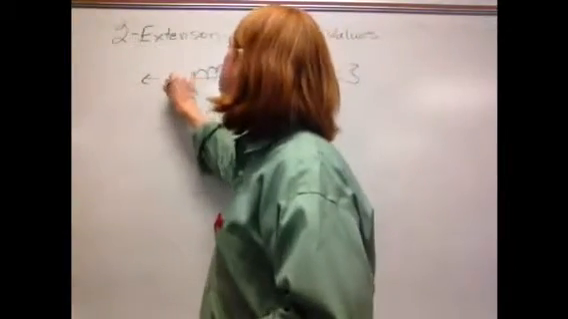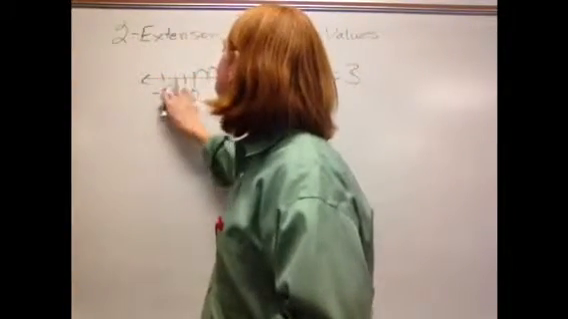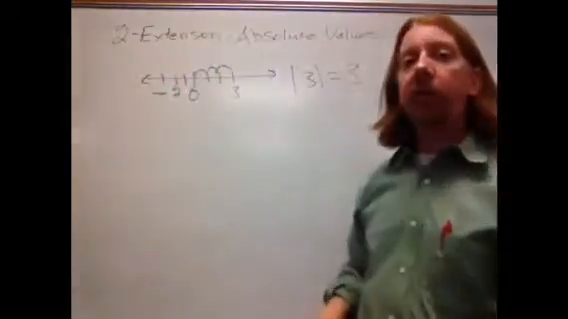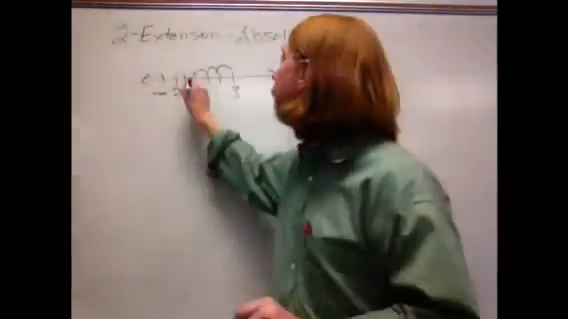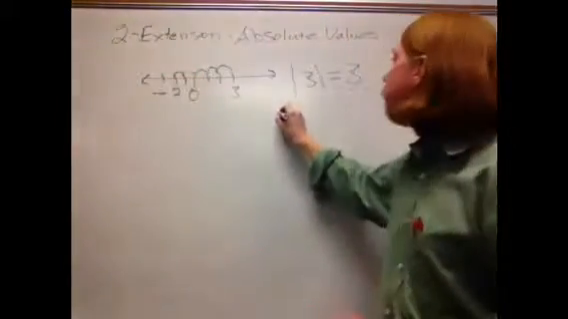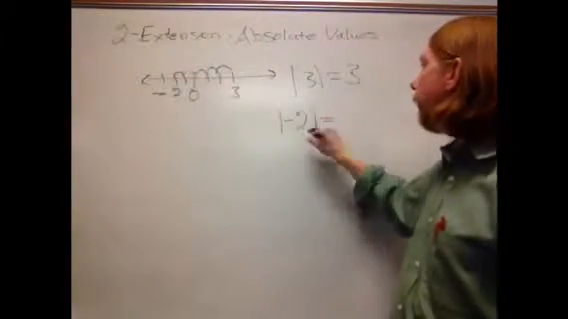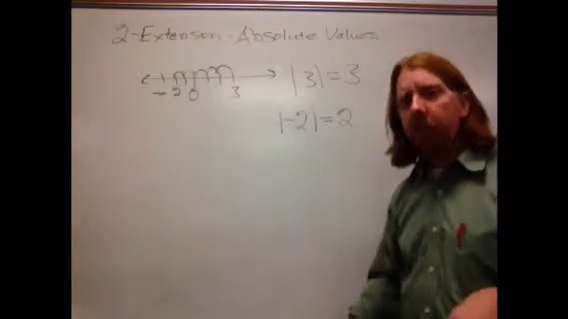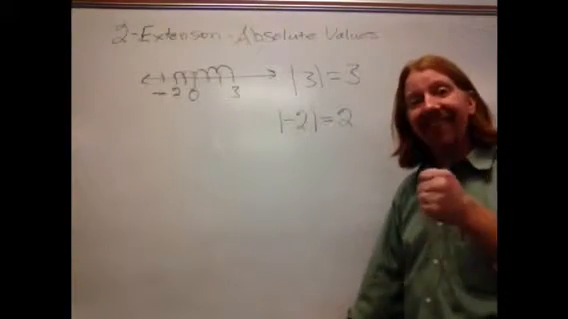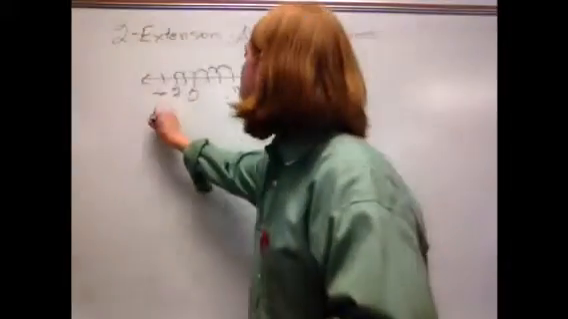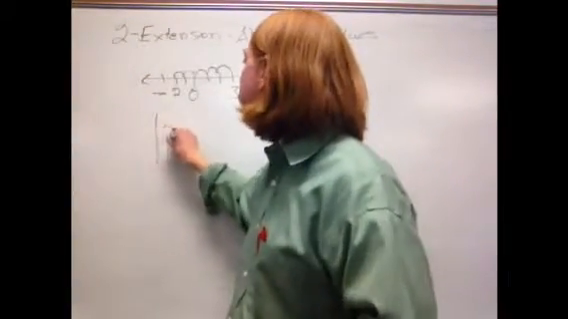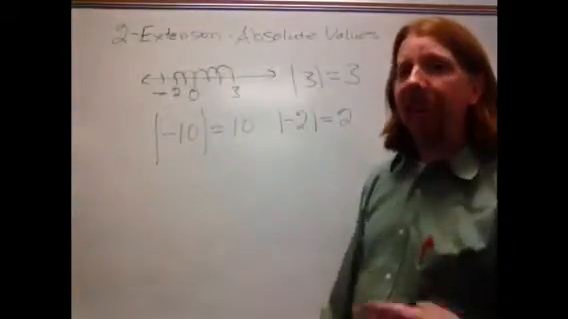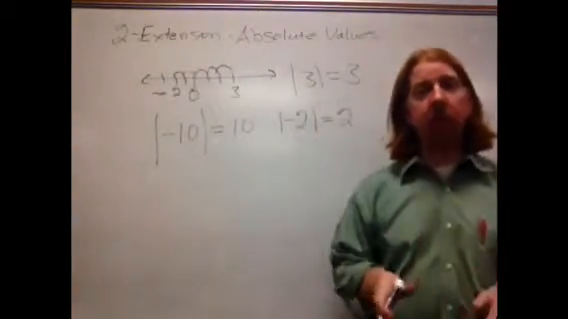If I look at the number negative 2, right there, it is 2 units away from 0. 1, 2. So the absolute value of negative 2 is simply 2. Most people think of absolute value as stripping the sign off of a number. So the absolute value of, say, negative 10 is simply the value of 10. We don't overly think about it in terms of where it sits on the number line.